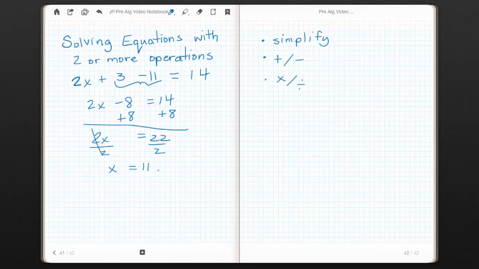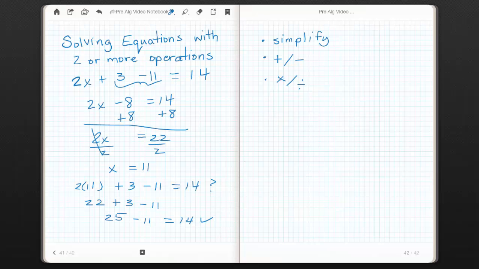Don't forget, you should always plug that back in and see if it's the right answer. So think of it as 2 times whatever solution you get plus 3 minus 11 is supposed to be equal to 14. Well, let's see if it is. We got 11. That would be 22 plus 3 minus 11. That is 25 minus 11, which is 14. So we did that one correctly.